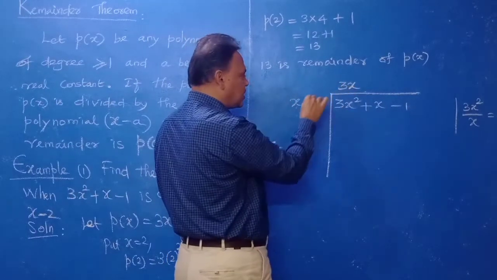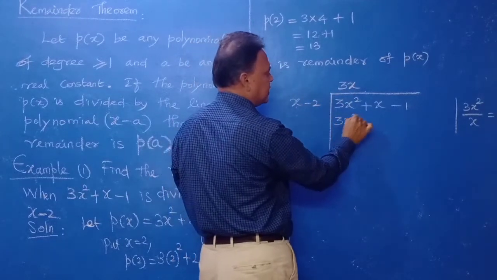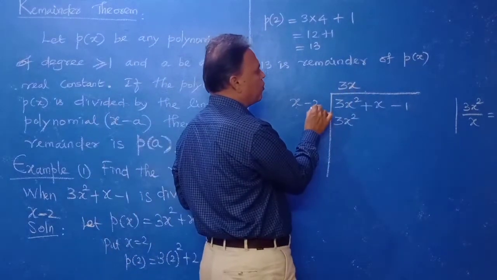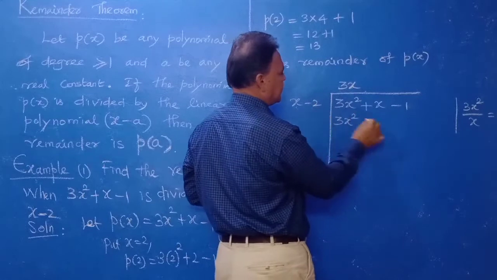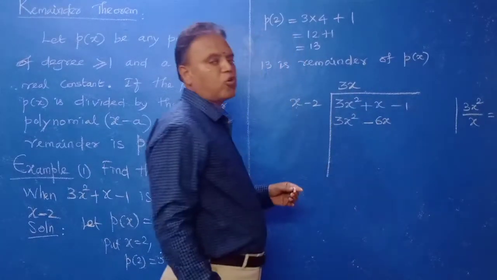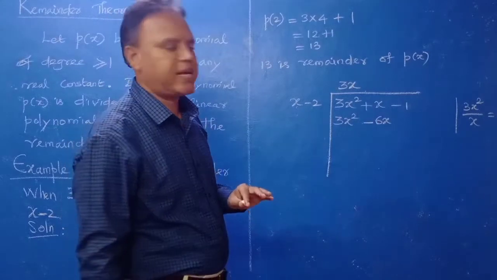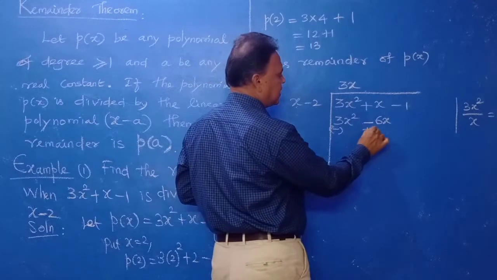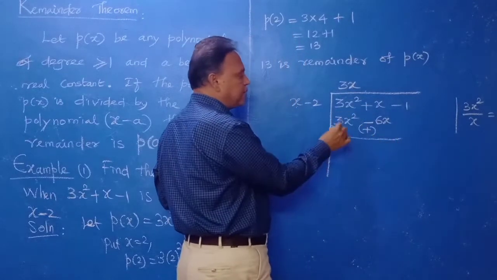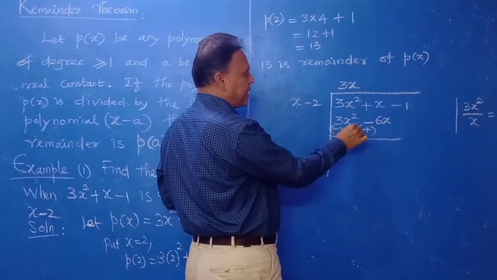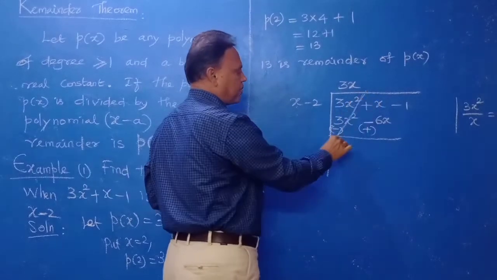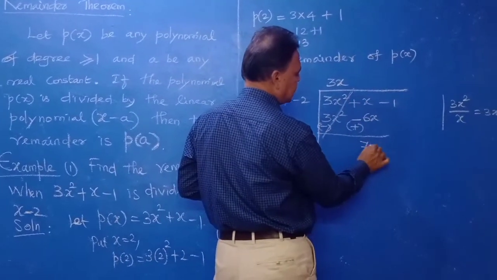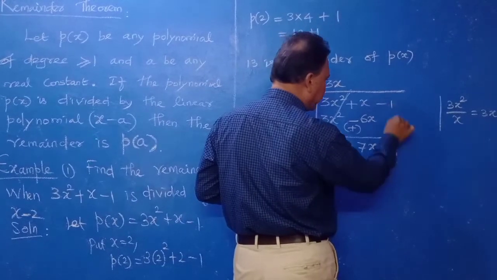So 3x into x is 3x squared, same thing you will get. Now 3x into minus 2 is minus 6x. While dividing, what will you do? Subtract. While subtracting, change the sign. Here plus becomes minus, and minus becomes plus. So now subtract: 3x squared minus 3x squared get cancelled. Now x plus 6x is 7x, and minus 1 you bring down here.